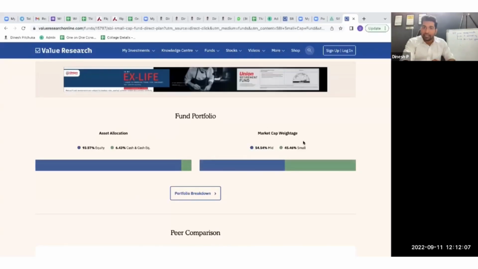And then market weight. Small cap is what the name suggests, but not necessarily that all the money should be kept in small cap. Mid cap companies, 54.54% of the capital has been put on mid cap and small cap. The only thing you have to understand from this is that the amount of money kept in both mid cap and small cap means the risk is high. That is what you're going to understand from this.